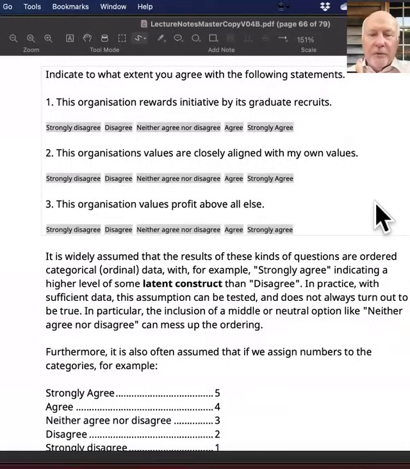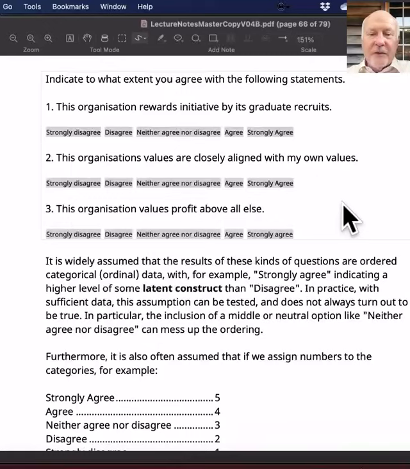There are two schools of thought about the data that comes out of these questions. One school of thought is that these are ordered categorical data. Strongly agree is a category, disagree is a category, and so on, but it's ordered. So strongly agree is higher, if you like, than agree, and that's higher than neither agree nor disagree, and that's higher than disagree, and so on.